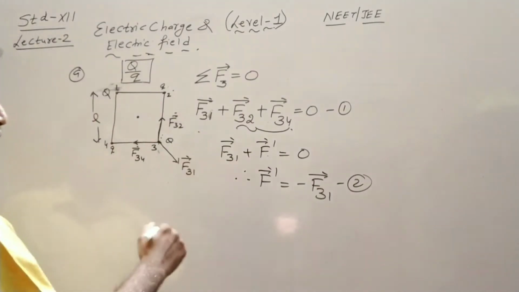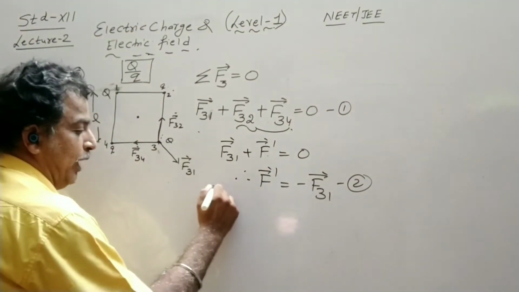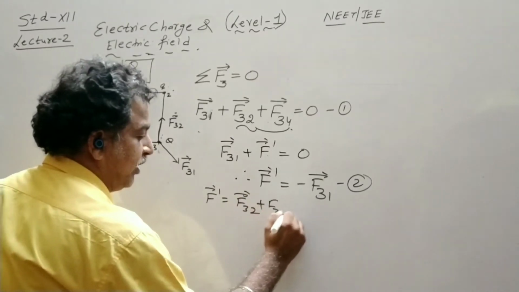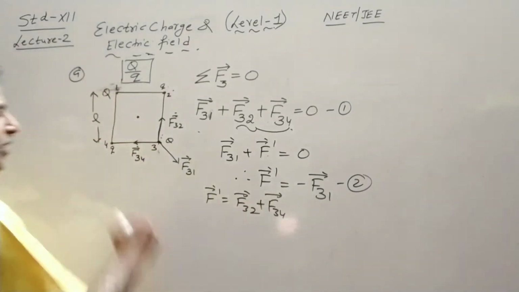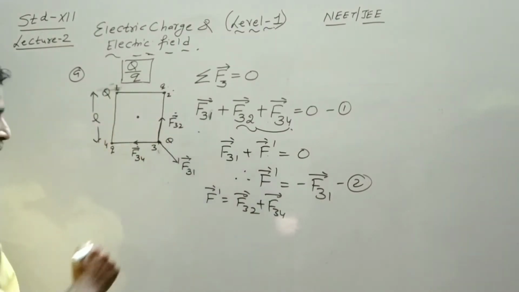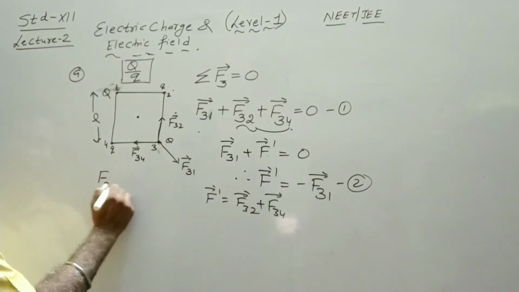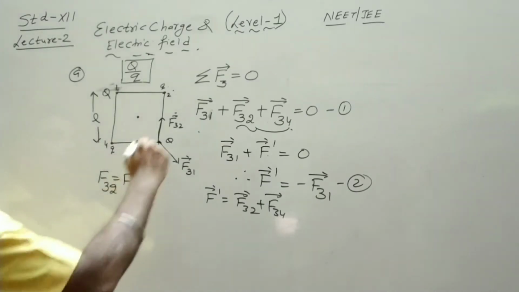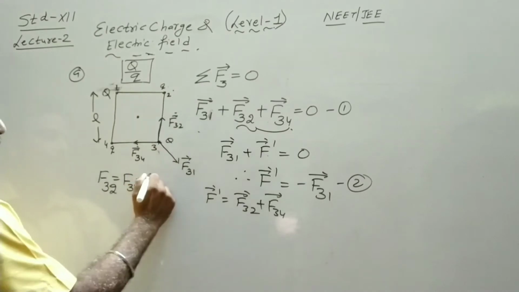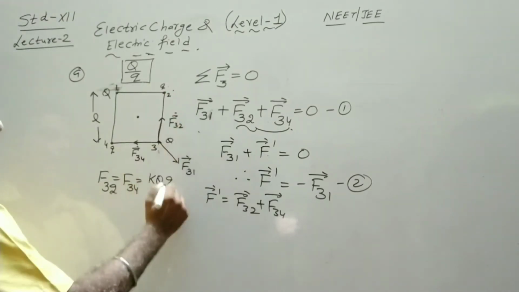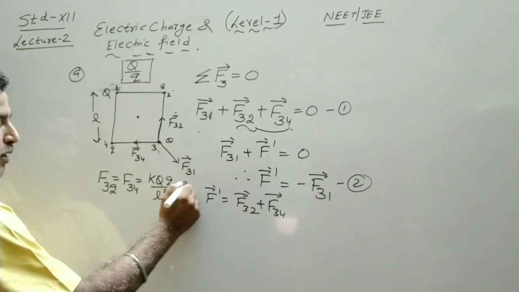So first we find out F dash. F dash is equal to F32 plus F34. Whatever be the polarity of the charges, these two will remain perpendicular to each other. So we find out its magnitude. F23 is equal to F34 is equal to, in magnitude, KQq upon L square. So this is your equation number 3.